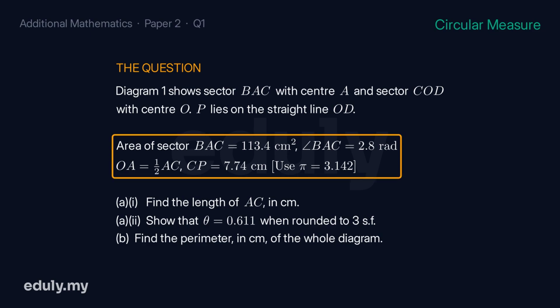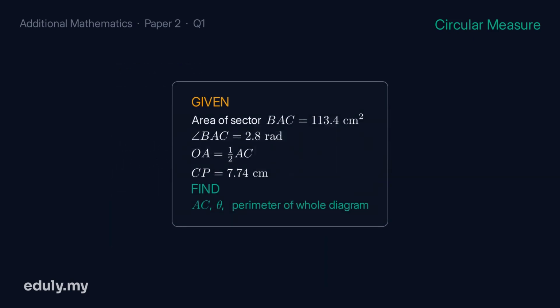The area of sector BAC, the fact that AO is half of AC, and the length CP. And here is what we must find: the length AC, then show that theta is 0.611, then the perimeter of the whole diagram. So here is what we have and what we need to find: 4 given values, 3 things to determine.